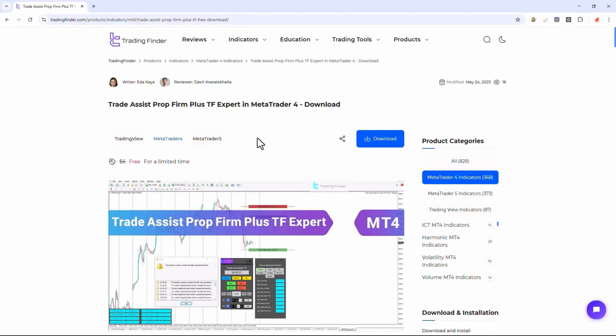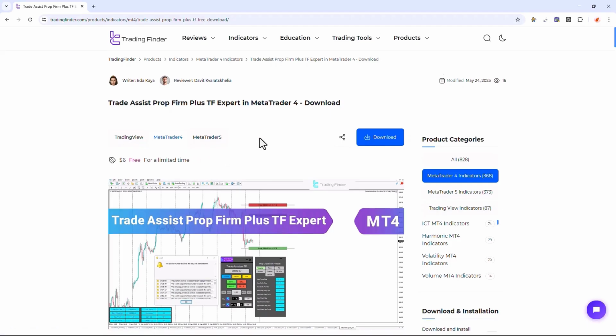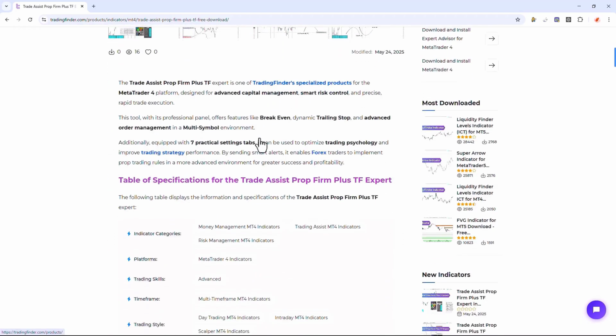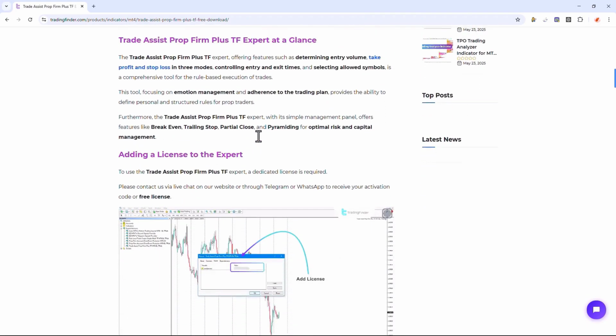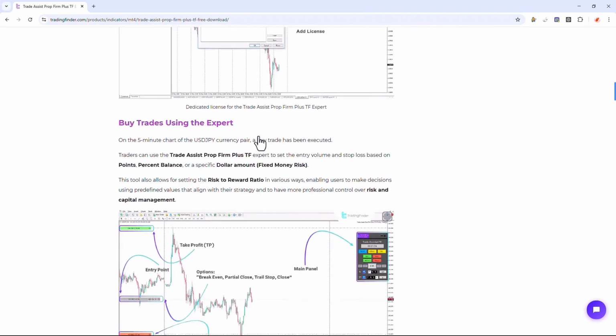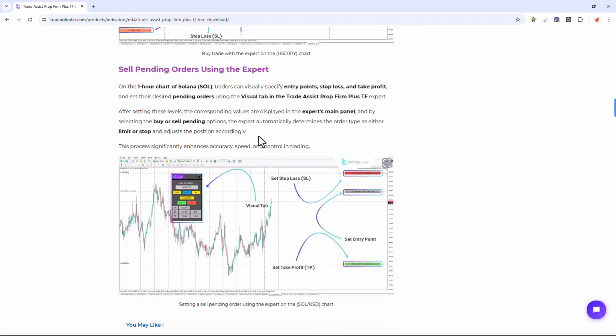the Trade Assist Prop Firm Plus TF Expert Advisor, which has been offered for various platforms on the TradingFinder website. From this section, you can download the Expert Advisor file for MetaTrader 4 and MetaTrader 5 platforms and run it on the chart. Additionally, traders can read this page to learn about the functionality and operation of the Expert Advisor.